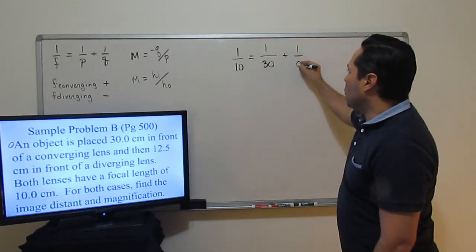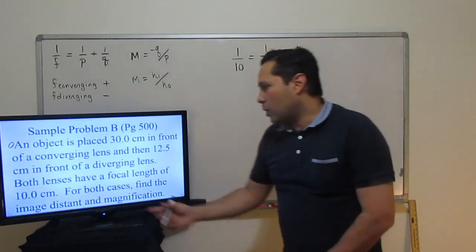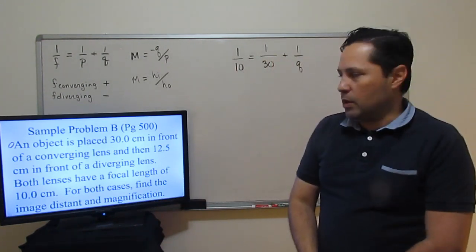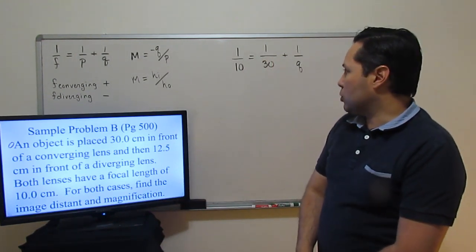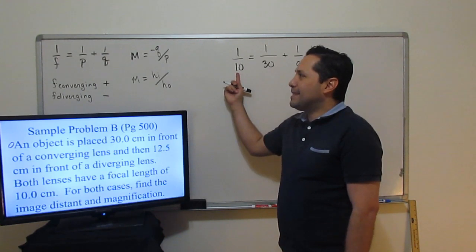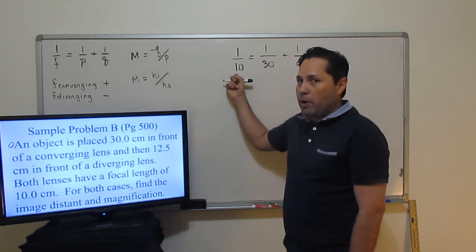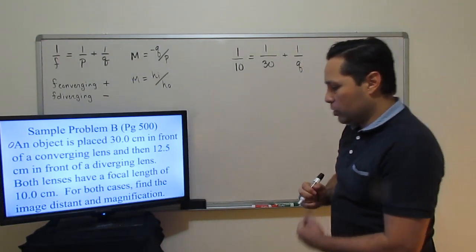And the question is, what is Q? What is the distance of the image? Alright, so that's for the converging. Notice that for converging, I put 10, that's the focal length, and I put it positive. Alright, so let's go ahead and get to work on this problem.